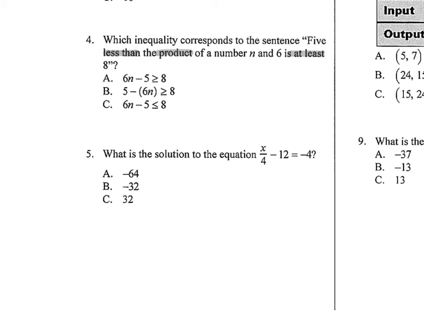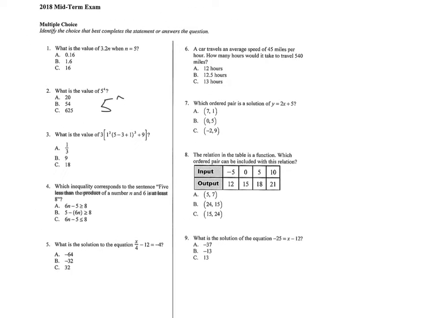Number 5. What is the solution to this equation? Solve. Remember, get rid of this number first and multiply both sides by that denominator to get rid of the fraction. All right, over to the next column.